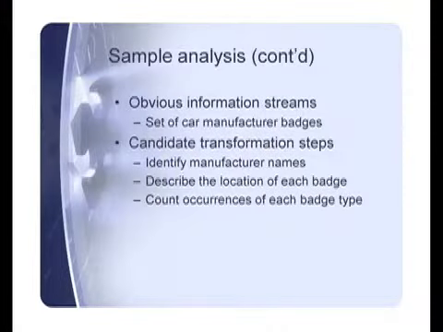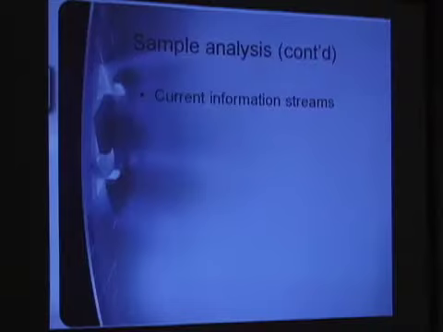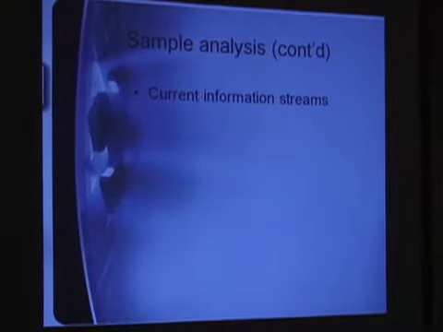So the next thing we talk about is candidate transformation steps, or candidate transforms. Some of you have thrown out some really good suggestions for what we might do as a first step. We might identify the names of the manufacturers represented. We might describe the location of each of the badges. We might count occurrences of each badge type. So let's go ahead and apply those transforms in our mind.